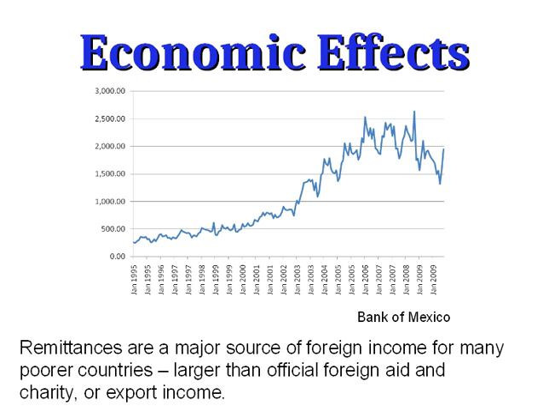Remittances can be larger for many poor countries than the amount of money they receive in official foreign aid from governments, larger than the income they receive from charity efforts, and larger than the income they receive from their own exports, the products that they produce and sell abroad.